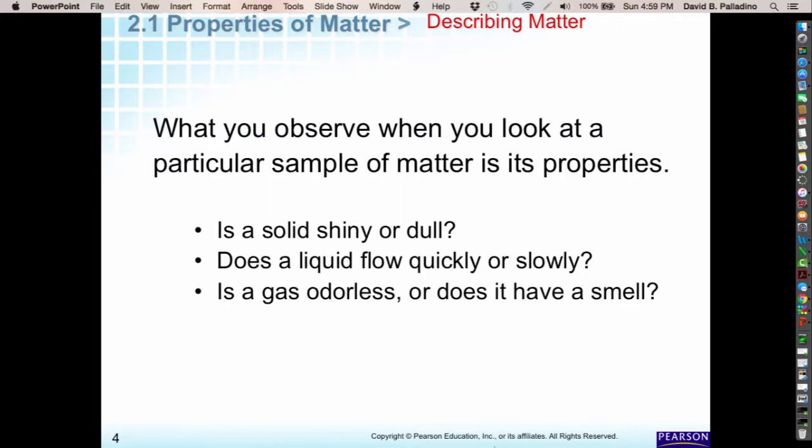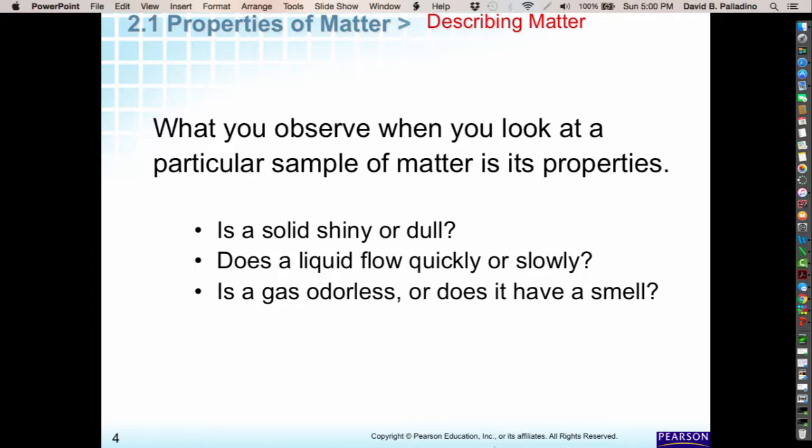Some of the things you might look at when you look at a particular sample, you may ask questions about its characteristics. We already know one characteristic we studied that's an intensive property. That was density. Some of the other things we might think about is its luster. Luster is a word that you might have heard as being how shiny something is. Luster is shiny. So is it shiny or is it dull?